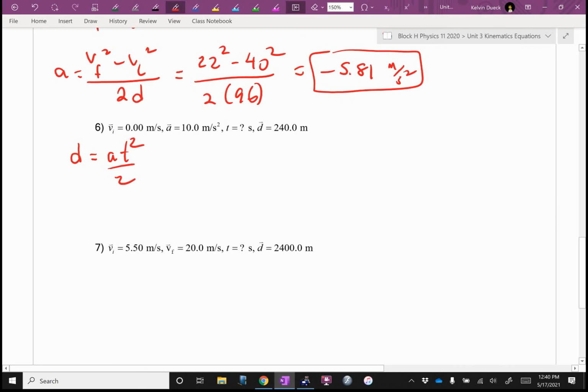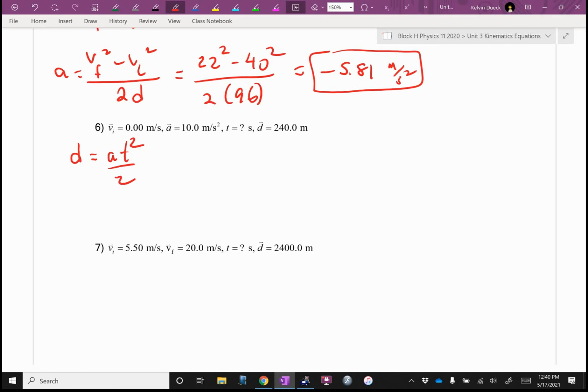Mr. Duick, how come you didn't write the VIT? Because VI is 0, and so VI times T is 0. And so you get a special subcase.